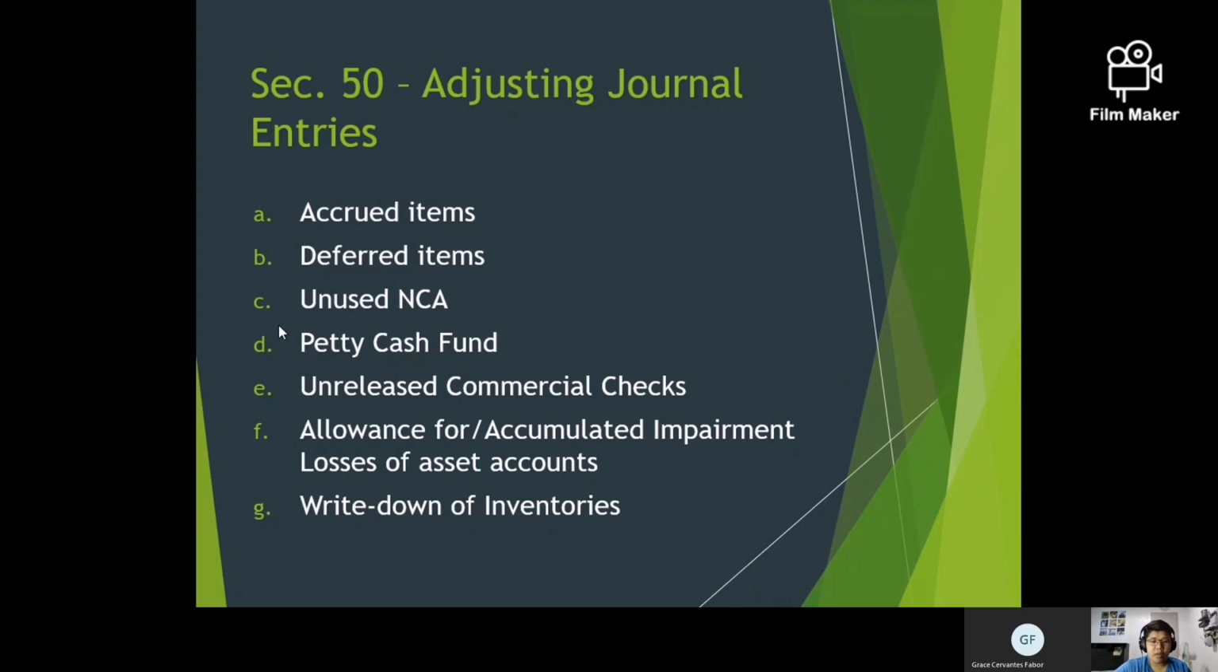And then, unreleased commercial checks, meaning ibabalik mo ito. Ito yung mga adjusting entries pagdating sa bank reconciliation. Pag meron ka nakitang unreleased commercial checks, adjust mo. Next is allowance. Recording of allowance and accumulated impairment losses of asset accounts. Write down of inventories as to lower of fair value. Basta yung ganun. Write down of inventories.